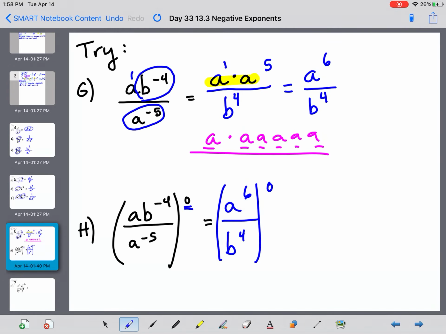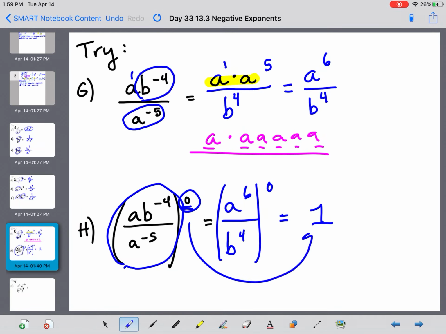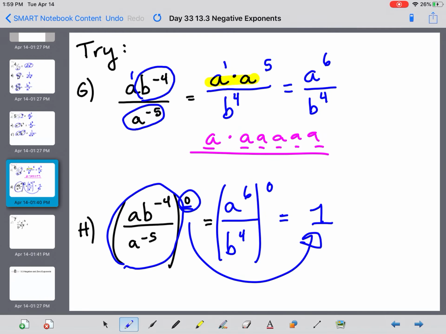But note, we still have this exterior exponent of 0. And keep in mind, what happens when we raise something to the 0 power? Well, it turns into 1. Anything to the 0 power is 1. So this problem right here, say I hadn't done all the preliminary work that we did in part G, I would have noticed that I don't care what's on the inside, but I do care that that whole thing is being raised to the 0 power, and I could have just automatically jumped to writing my answer as 1.